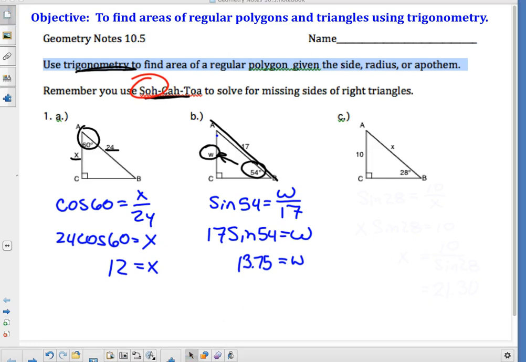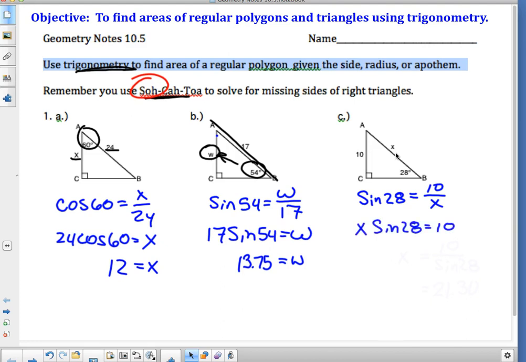Okay, so the first thing is I'm looking at this, I got 28, I got opposite hypotenuse, so I'm looking at sine again, but now instead of having my hypotenuse with the number, my hypotenuse has a variable. I still treat it like it's the number. I multiply both sides by x, so I got x on both sides. And now I divide 10 by sine of 28. So once I get this division set up, I'm golden. I just pop it in my calculator.